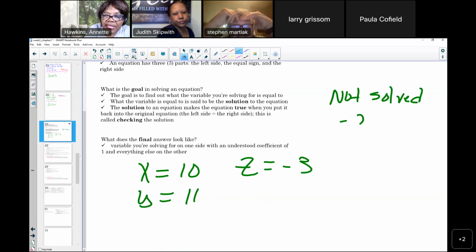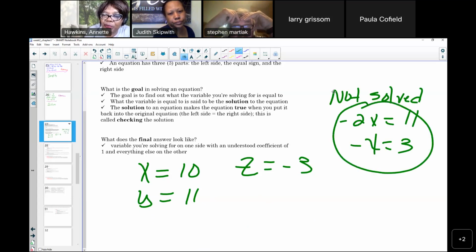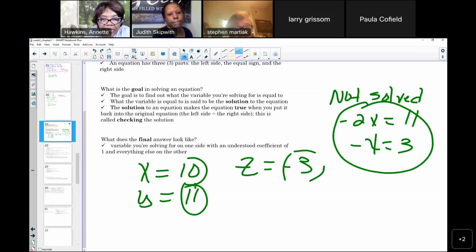If you have -2x equals 11, or -x equals 3, this is not solved. You've got another step to go. We need to have the variable with a coefficient of 1, the equal sign, and then what we have on the right-hand side.